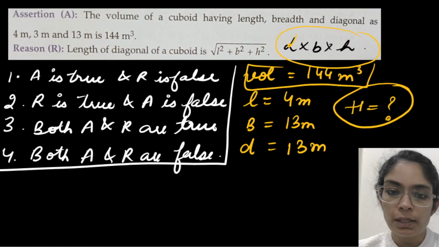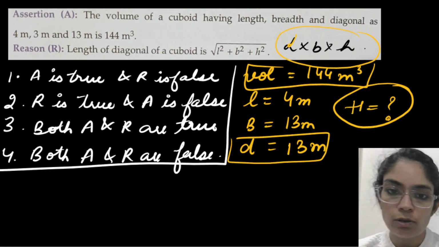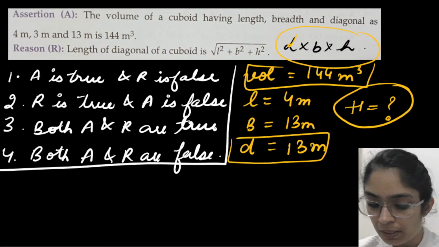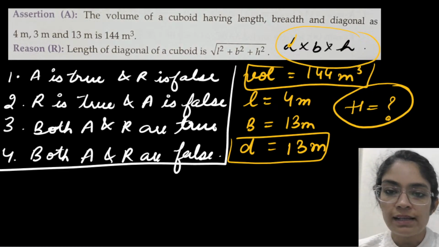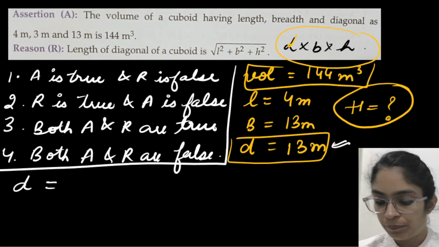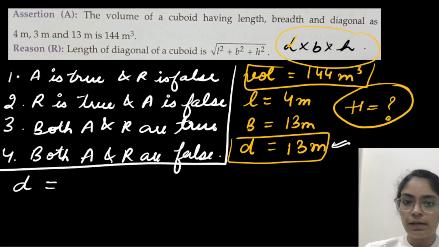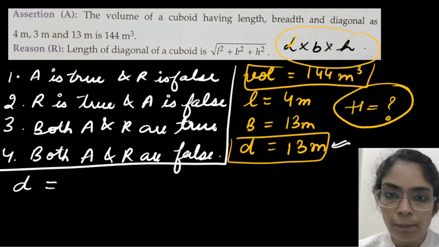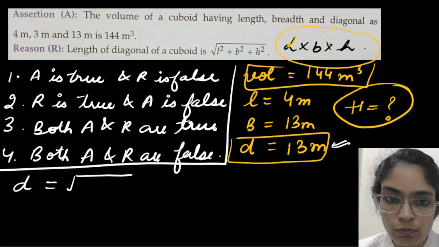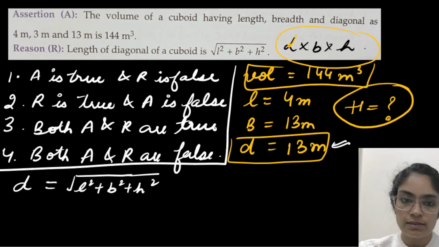Okay, so what is the formula? Because length of diagonal is given to us. I hope you remember at the starting I gave the formula. Anyone remembers the formula of length of diagonal? Let's apply that formula. In reason they have mentioned, diagonal is square root of L square plus B square plus H square. So reason is correct because length of diagonal's formula is this only.